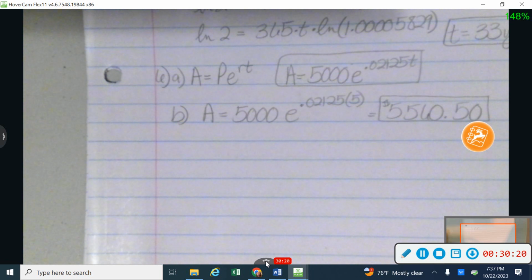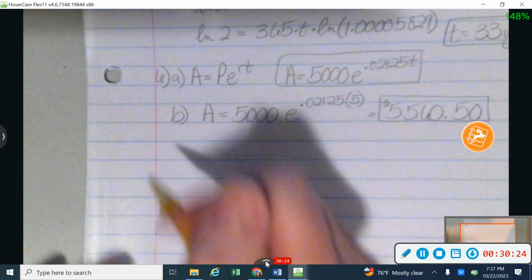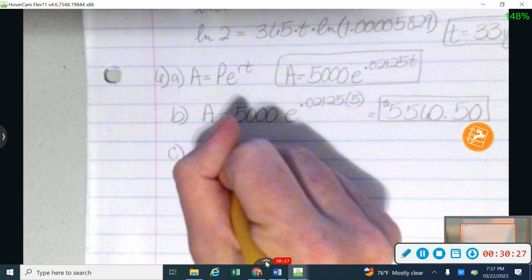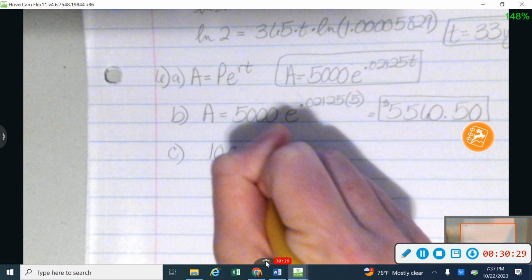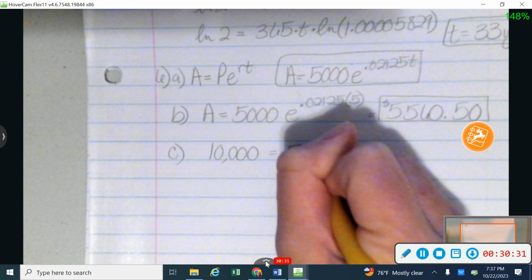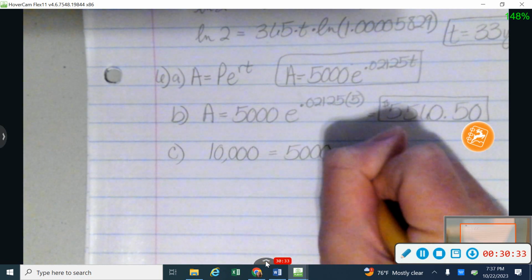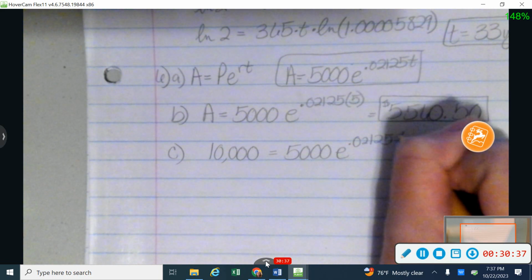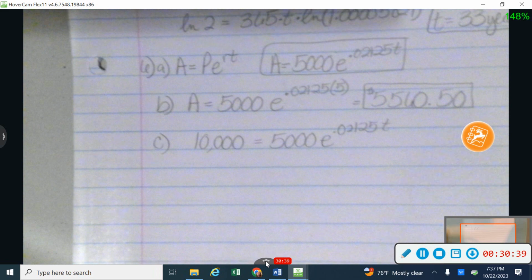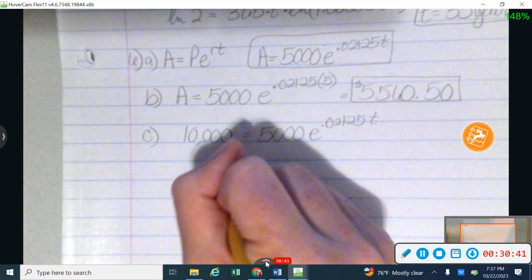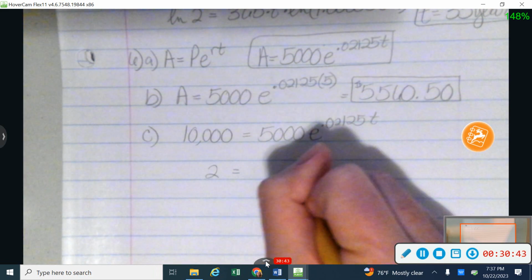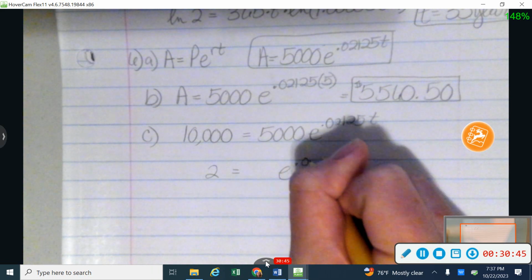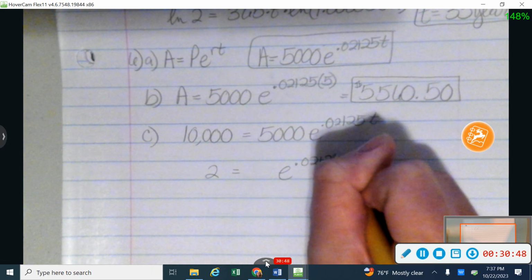Okay, and then on the last step, I want to find out how long it's going to take me to double, just like the others. So again, doubling 5,000 would give me $10,000. 5,000 e to the 0.02125 times t power. All right, divide over by that 5,000. Again, it's always going to give me 2. I know it's going to give me 2 because we're doubling.